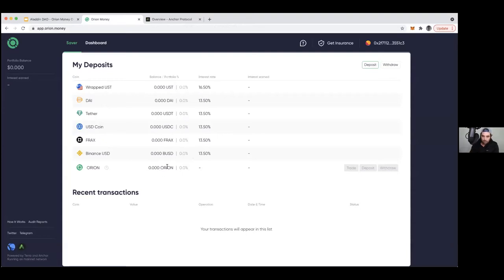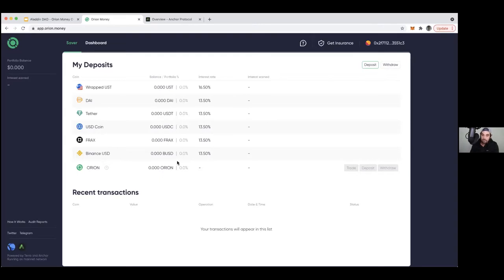You can earn. This isn't live yet. The farm here has been live for about 1.5 months, maybe. But then the ability to earn Orion goes live next week. So the token was just generated in the last week or two.